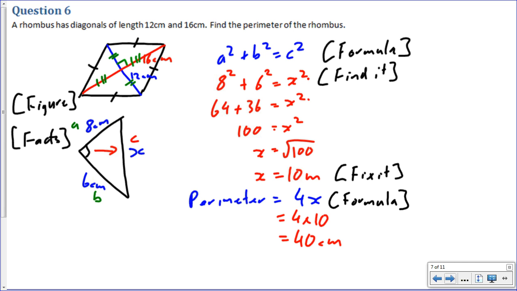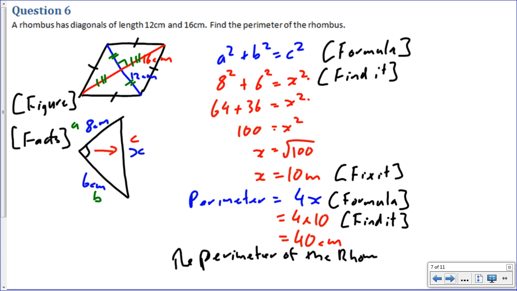centimeters. So here again, we're going to have our find it. And we've got our answer with a sentence. The perimeter of the rhombus is 40 centimeters. Again, there's our fix it.